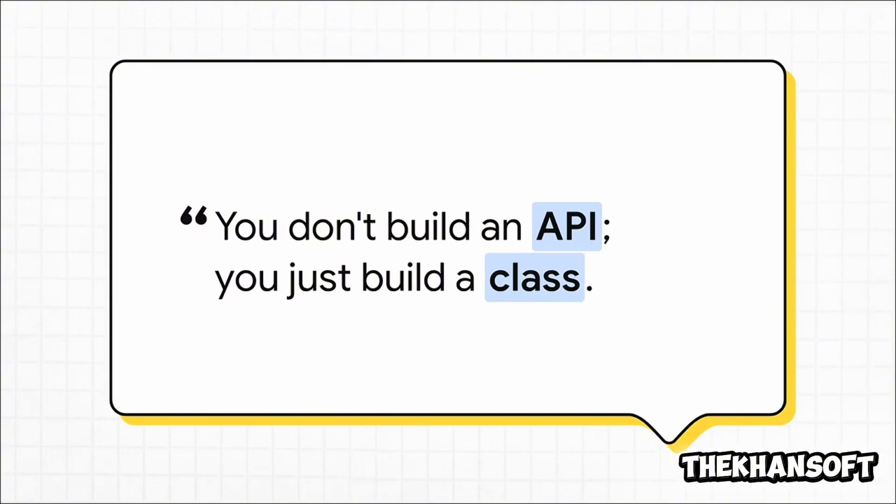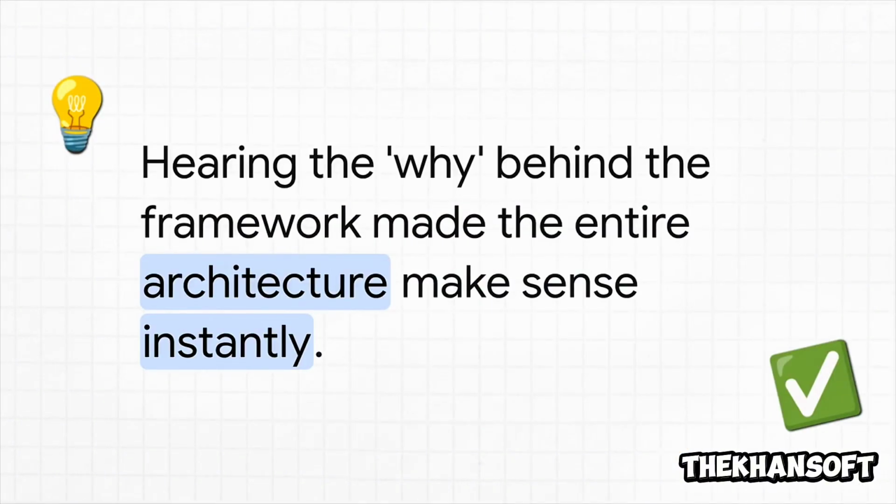And then the second AI just drives it home. It's all about erasing that line between the front end and the back end. You're not building two different things that have to talk to each other through an API. You're just building a class, a single, unified component that handles everything. And hearing the why, the philosophy behind the framework, explained just like that was the final piece of the puzzle for me. It wasn't just about syntax anymore. Suddenly the entire architecture, the whole reason Livewire even exists, became completely clear.